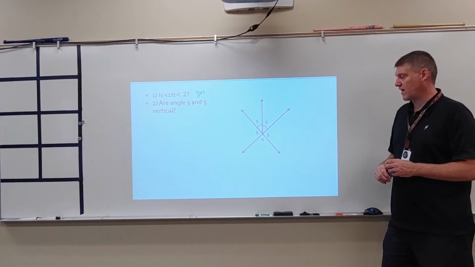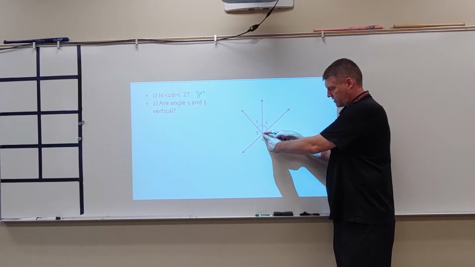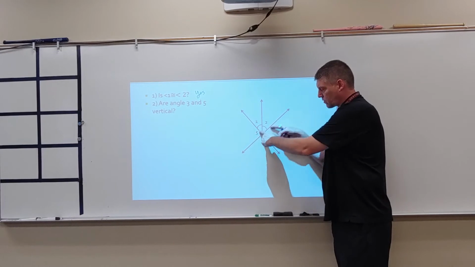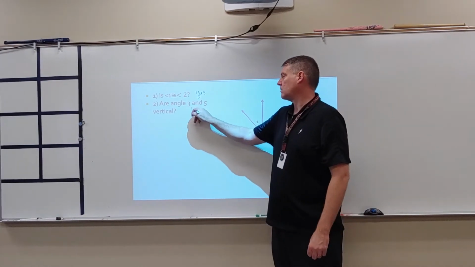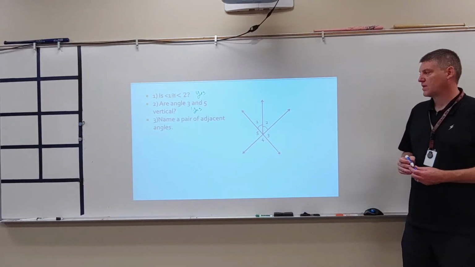Are angle 3 and 5 vertical? Well, here's angle 3 here. So if I find here, it's pointing to angle 5. We notice that these kind of cross and form a line. So 3 and 5 are vertical. Okay, so we can tell that from the diagram.